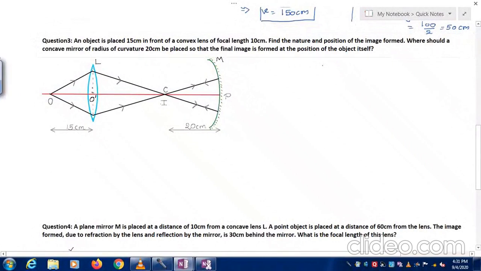Again, the final image is formed at the same point, or at the position of the object. That means it is again a normal incidence for a mirror. Here it is a concave mirror, and we will see how the normal incidence occurs in a concave mirror. So see here, object distance is given for refraction through lens.